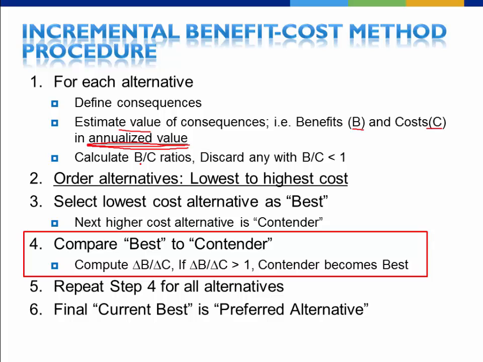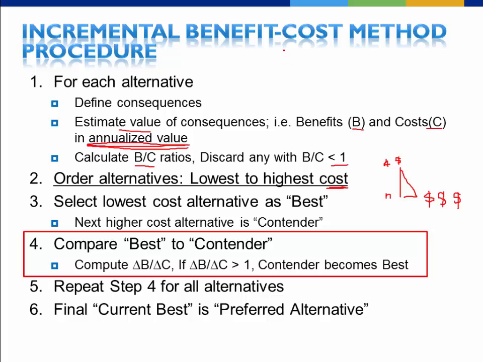Then you estimate the benefit cost ratio. And if there is anything that is less than 1, then it is discarded. Why? Because it is not economically feasible. The costs outnumber the benefits. Then you order the alternatives from alternative A, that is the cheapest, in terms of the cost, to alternative N, that might be the most expensive. So you will have to order all of them.